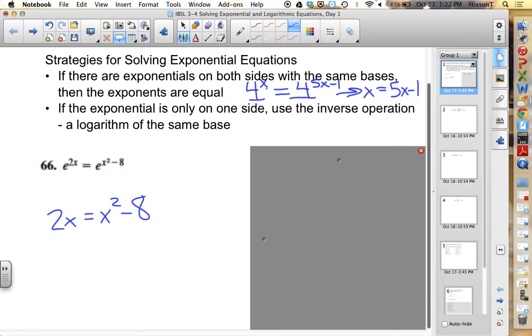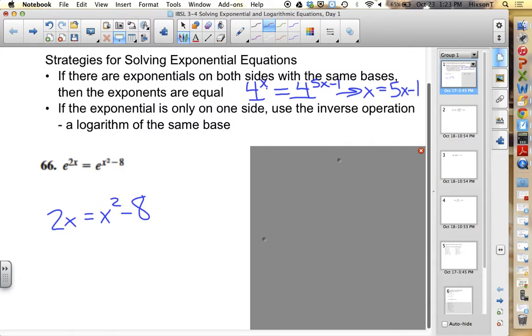Now, why does this work? Well, let's think about it this way. If I took the natural log of both sides, which is a log base e, it would cancel out both of those. I made that minus 8 way too big. But it would cancel out both of the exponentials, leaving us on both sides just the exponent. Okay? So, that's why it works.